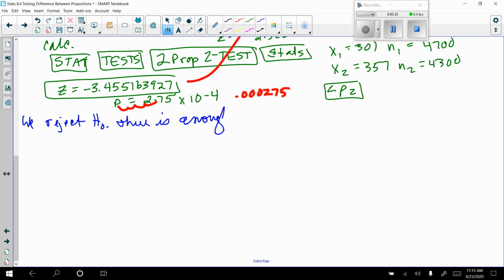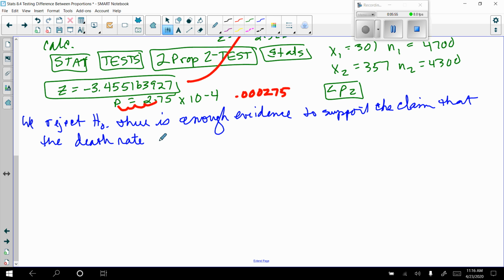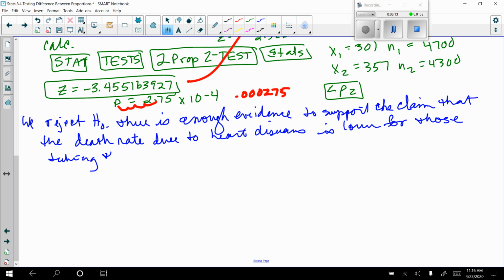There is enough evidence to support the claim that the death rate due to heart disease is lower for those taking the medication than those taking the placebo.